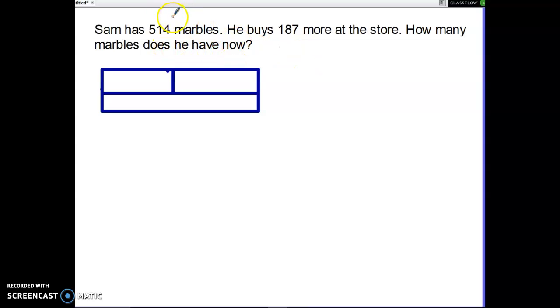So first I'm going to figure out what I'm solving for. I want to know how many marbles he has now. I know Sam has 514 marbles, and I know that he buys 187 marbles. I'm first going to represent using my strip diagram. I don't know what the total is. That's what I'm solving for, so I'm putting my question mark on the bottom of my strip diagram.